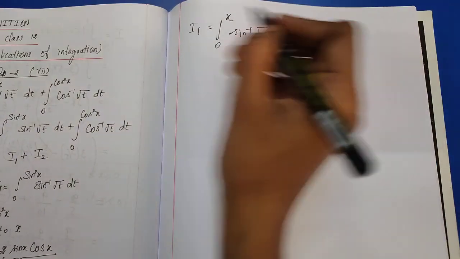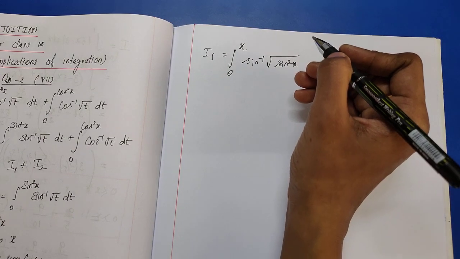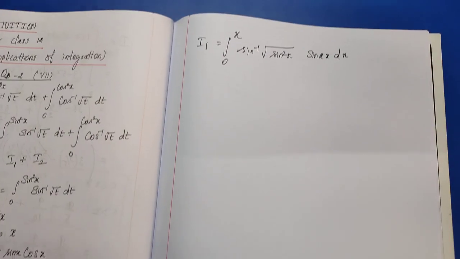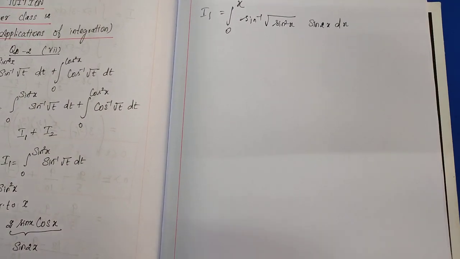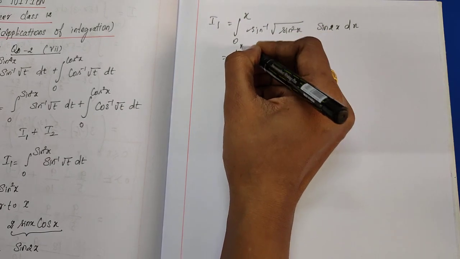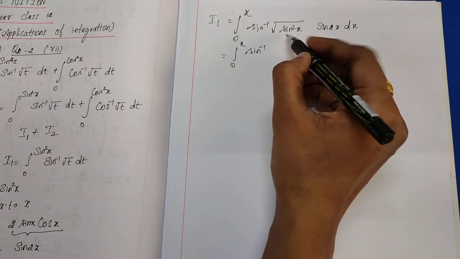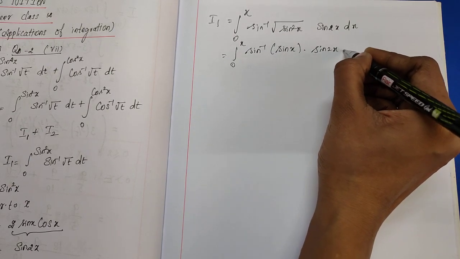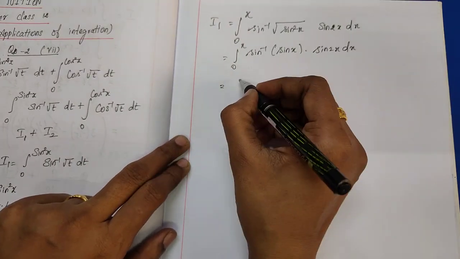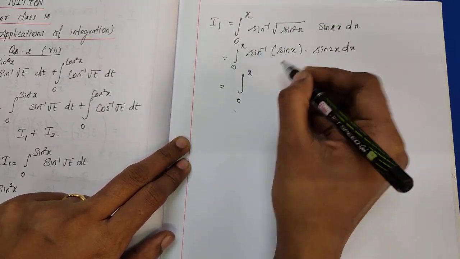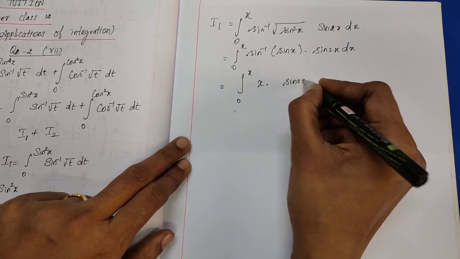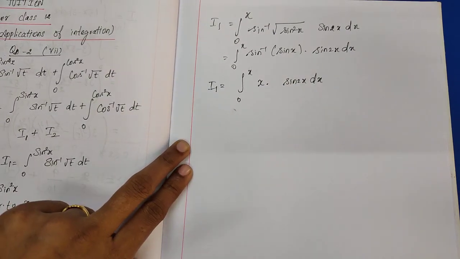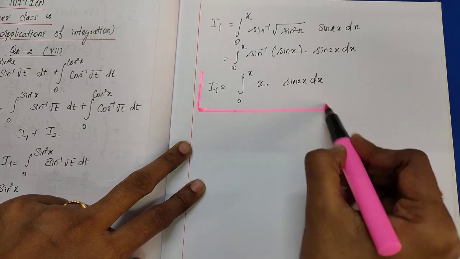Therefore, write here sin 2x dx. This is equal to integral 0 to x of sin inverse of root of sin square x, which is sin x, into sin 2x dx. In the next line, integral 0 to x, sin inverse of sin x is x, times sin 2x dx. This is I1.